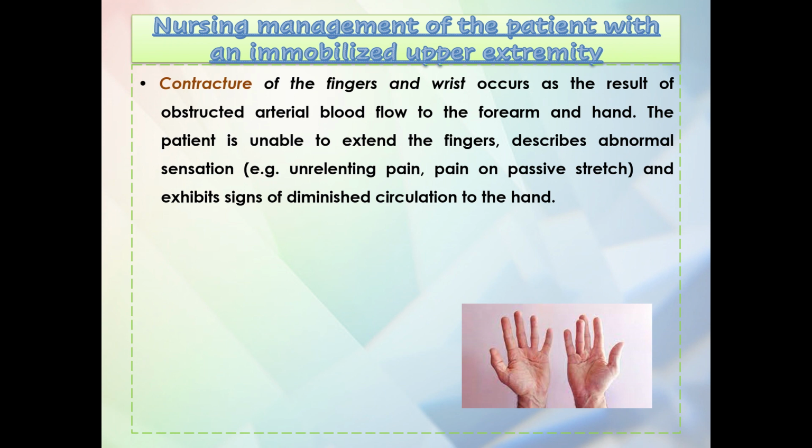Now, what is a contracture? So, contracture of the fingers and wrist occurs as the result of obstructed arterial blood flow to the forearm and hand. So, the patient is unable to extend the fingers, describes abnormal sensations such as unrelenting pain, pain on passive stretch, and exhibits signs of diminished circulation to the hand. So, parang feeling niya naninigas yung kanyang fingers and yung wrist kasi nga impede yung blood flow doon. So, contracture. So, just like this one.